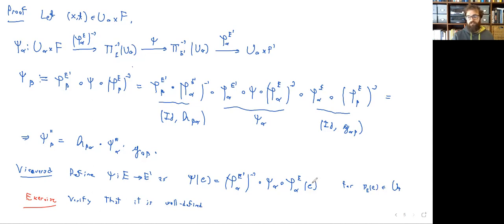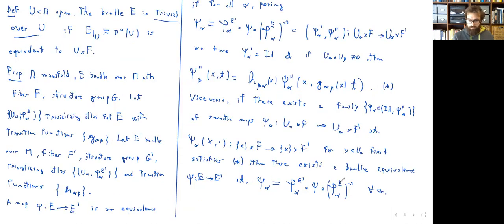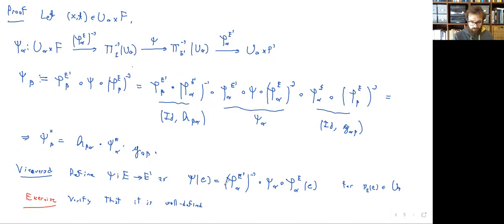Because the problem, of course, is this pi e of e is in both U alpha and U beta, then you have two conflicting definitions, and you just have to show that they actually produce the same result. And of course, you will have to use this condition star to do that. So this is to show it's well defined, and also you have to show that it is an equivalence of fibration.